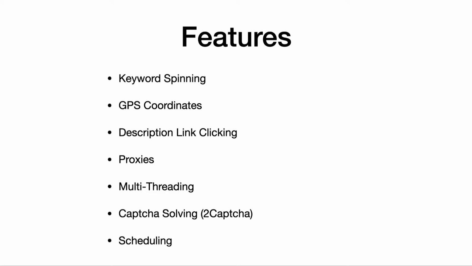All right. And then after that is description link clicking. If you provide the target link you want the bot to click in your video description, the bot will find the link, click it, and stay on your destination page based on the time on site you set. And then we'll move on.